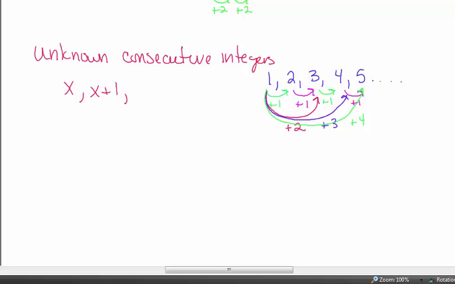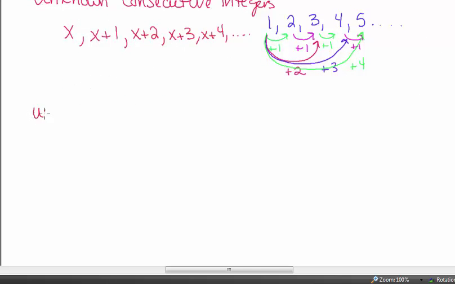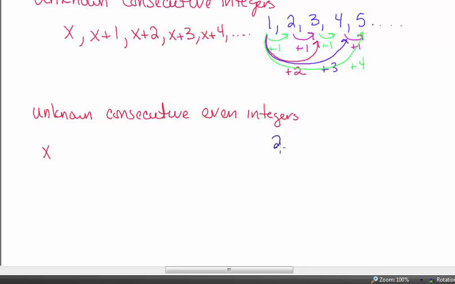So as I go down my list of consecutive integers, the first one is x, then I add 1, then I add 1 more, and then I add 1 more, and then I add 1 more, etc. Okay, so these are a list of consecutive integers. If I have unknown consecutive even integers, again, I will start with x. That's my first unknown. But let's look at a list of even integers.